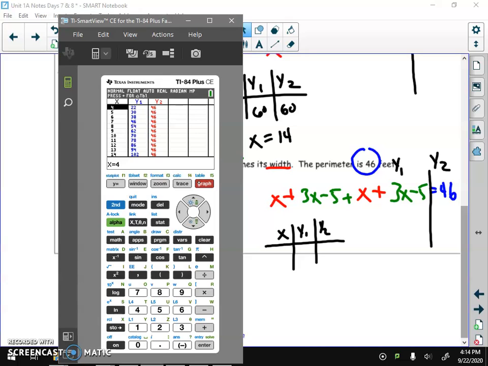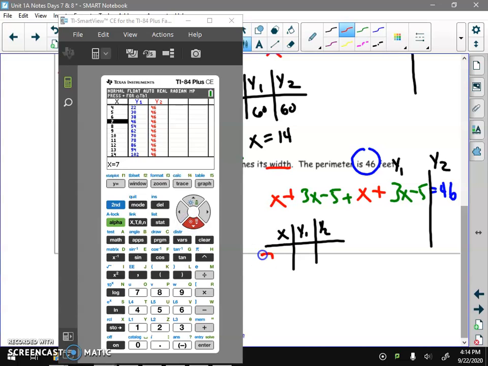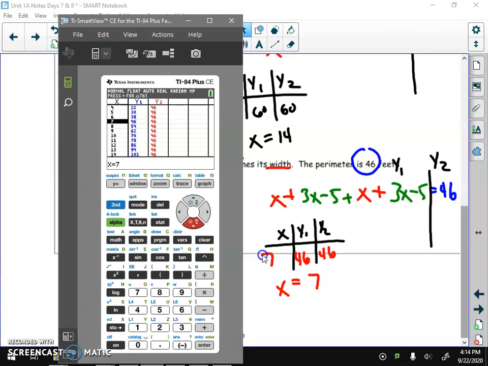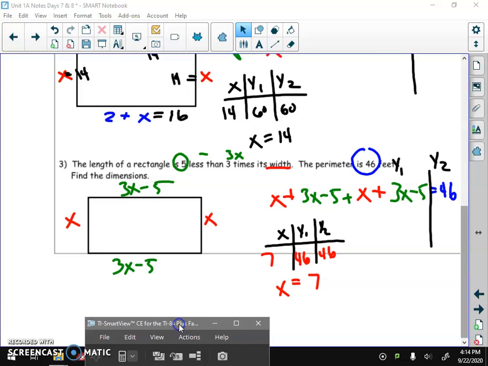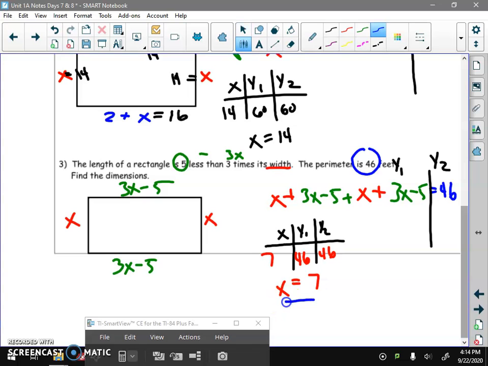And I see the solution right on my screen. That row right there. 7, 46, 46. I'd put x equals 7 there, but I'm just not done. Now I've got to go and do a little bit more work, and that is label the rectangle. Wherever you see that 7, goes there and there.